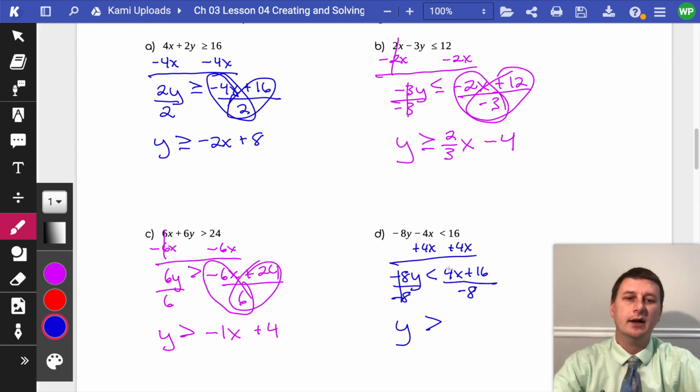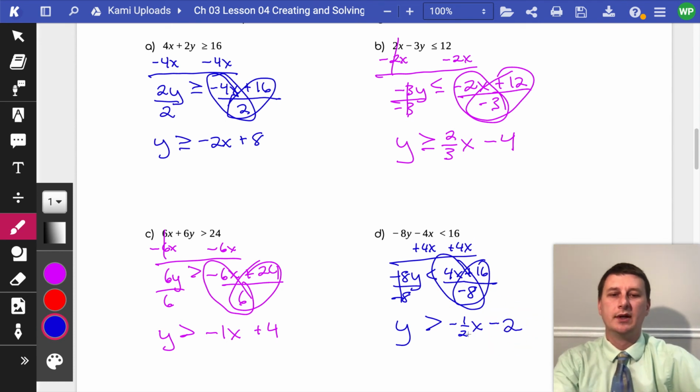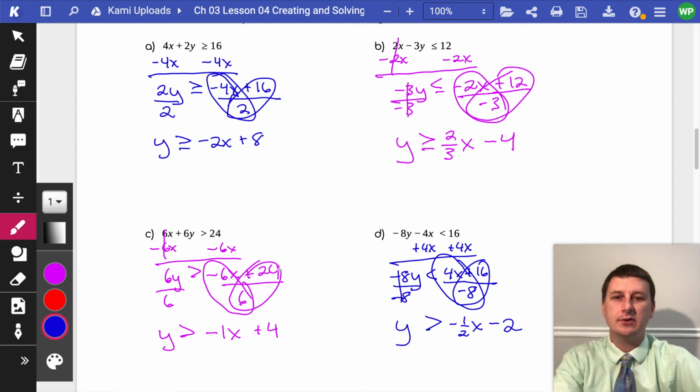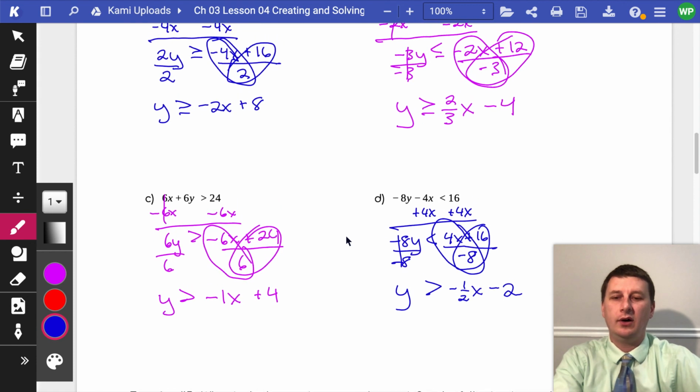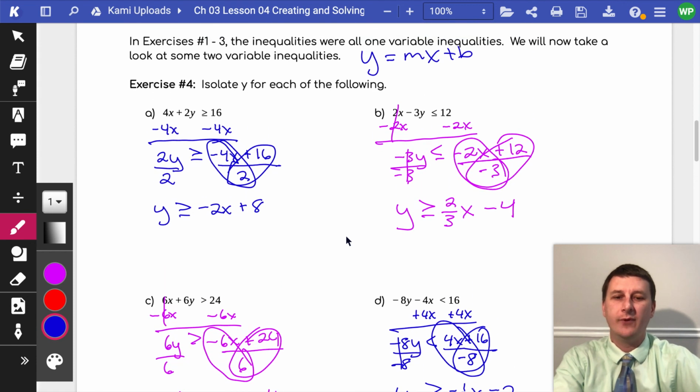All right. 4x divided by negative 8, well, I could simplify that fraction to negative 1/2 x. And 16 divided by negative 8 is negative 2. So again, here we have y is greater than negative 1/2 x minus 2. And all of these now have y isolated, and they're all in mx plus b form.